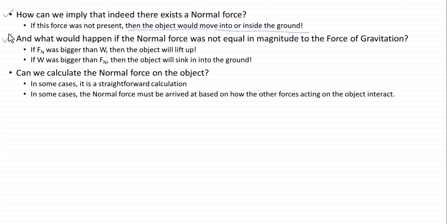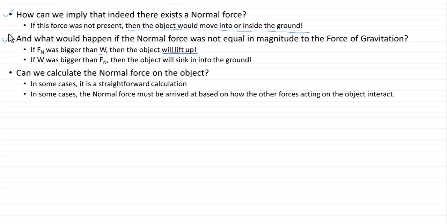Next question. What would happen if the normal force was not equal in magnitude to the force of gravitation? Although we know that the normal force is always equal to the force of gravitation, if Fn was bigger than the weight of the object, then the object would actually lift up. We know practically it does not happen. That's because it is equal. But if Fn was bigger than the weight of the object, then there is a net force in the y direction, and then the object will actually lift up.